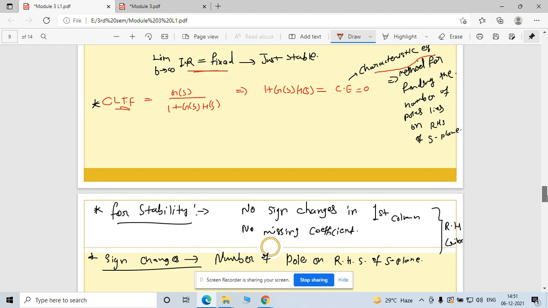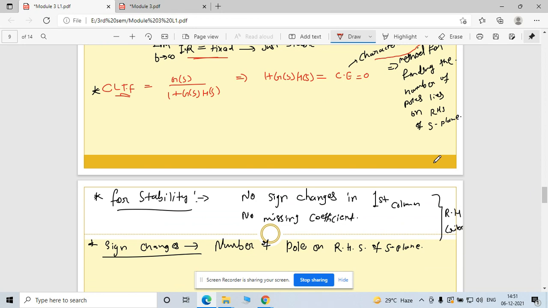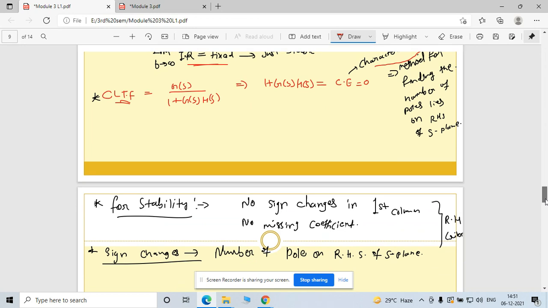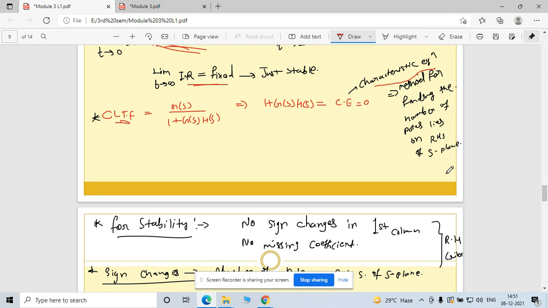Now see, this condition does not confirm that your system is always stable, but if any system does not follow this condition, then you can directly say that your system is definitely unstable, right? But if this condition is satisfied, it doesn't mean your system is always stable, right?